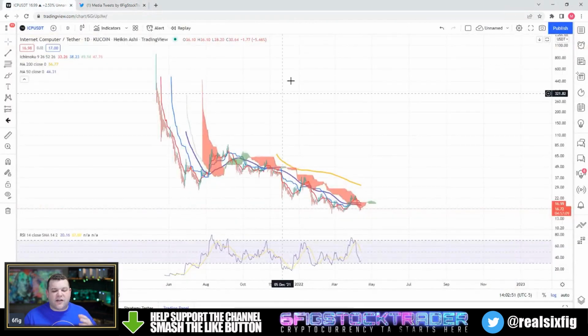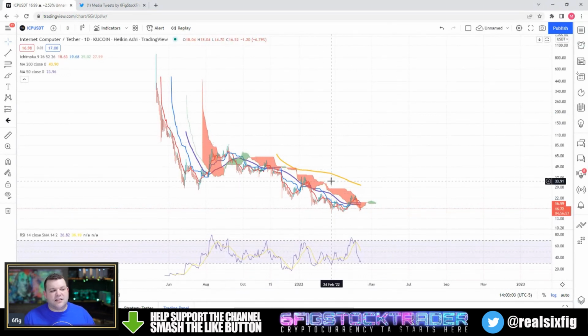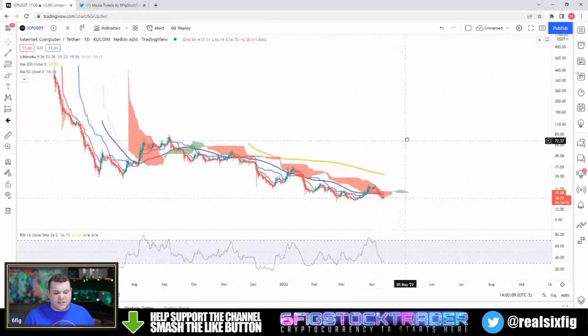Now let's just hop over to the charts real quick. I just want to illustrate a few other things that I'm seeing in this pressure point trend line that we need to get above. And this is going to be crucial, that ICP does get above this level. So here's what I am seeing.